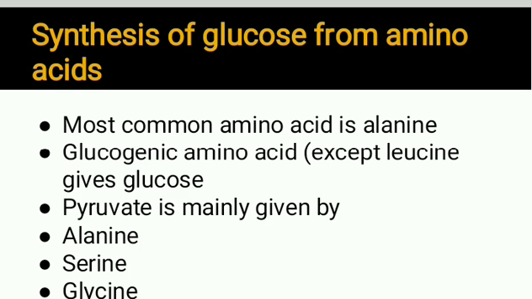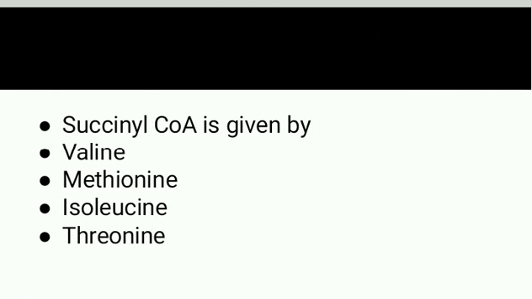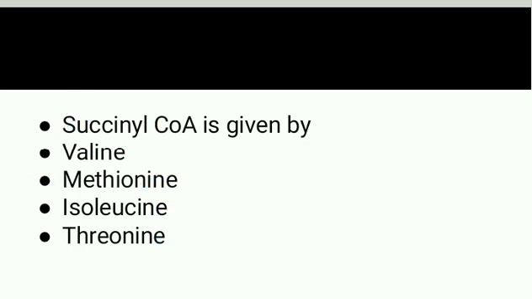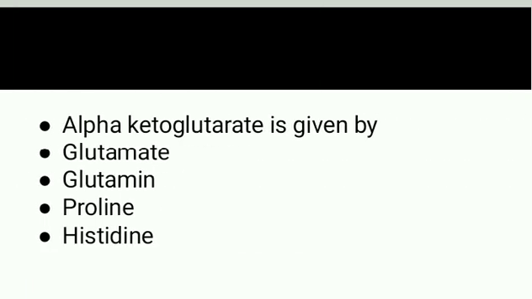Next thing is succinyl CoA. How is succinyl CoA formed? You can see valine, methionine, isoleucine, threonine. These amino acids are converted into succinyl CoA, and I have told you earlier how succinyl CoA is converted into glucose.